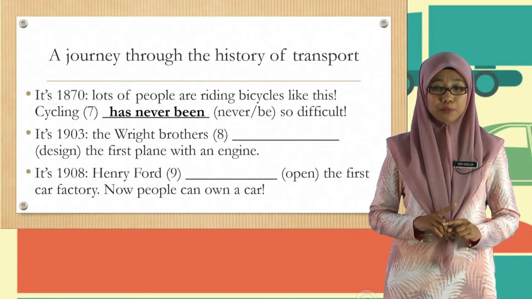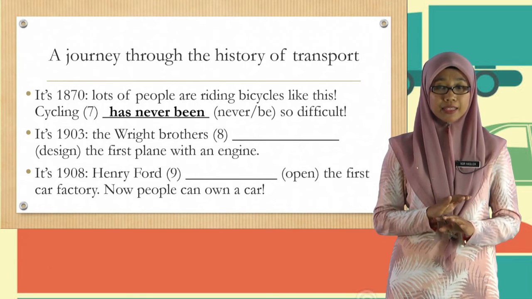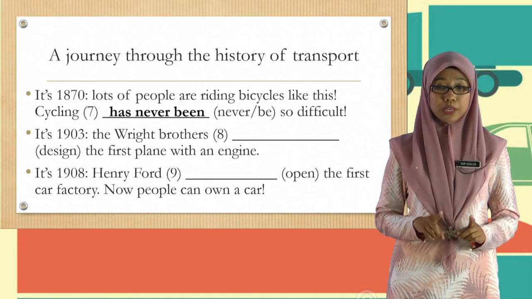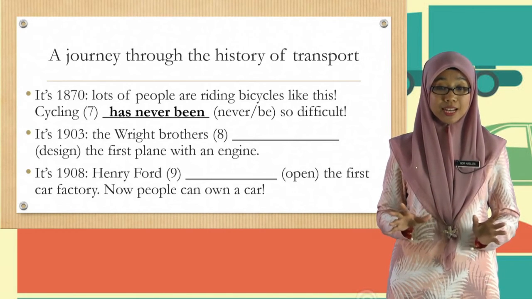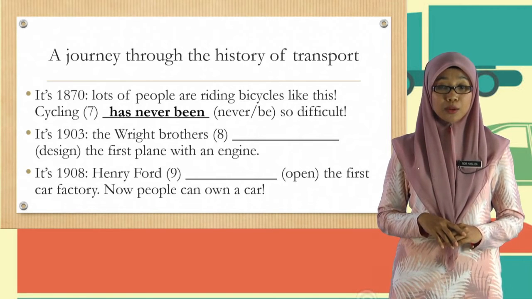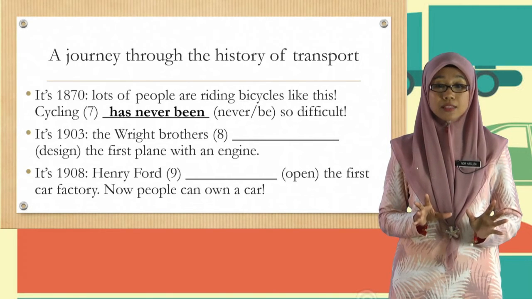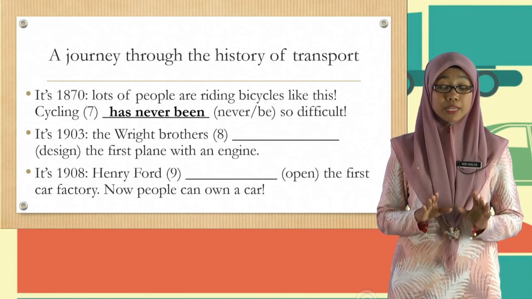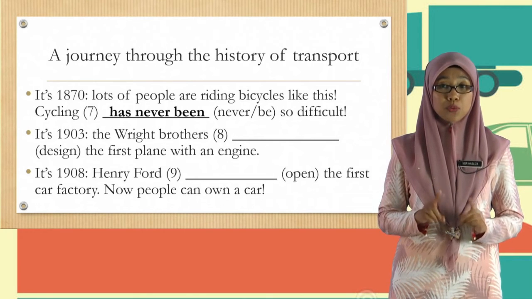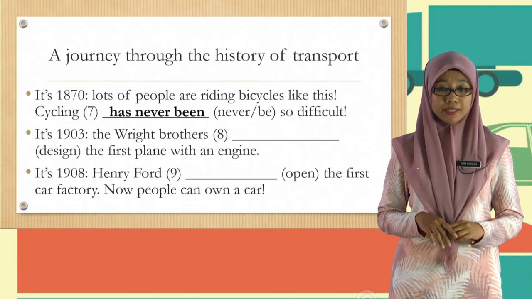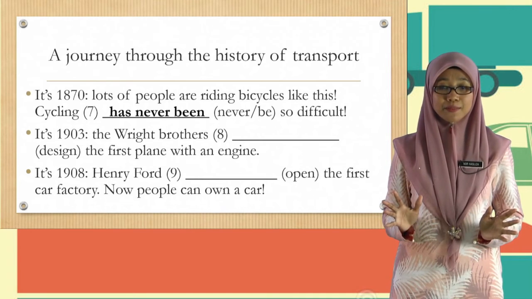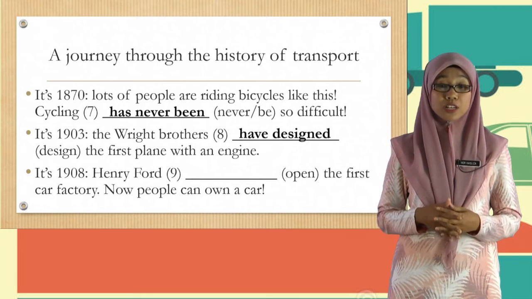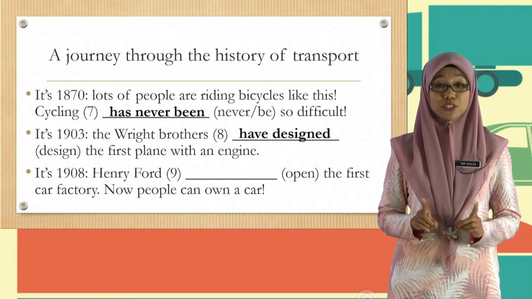Okay, it's 1903. The Wright brothers, number 8, blank space, in bracket we have design, the first plane with an engine. So what is the answer for number 8? Okay, who is the subject? Wright brothers. Brothers with S. It means that it's a plural noun subject. So we have to use have for number 8. So what is the answer for number 8? Wright brothers have designed the first plane with an engine.